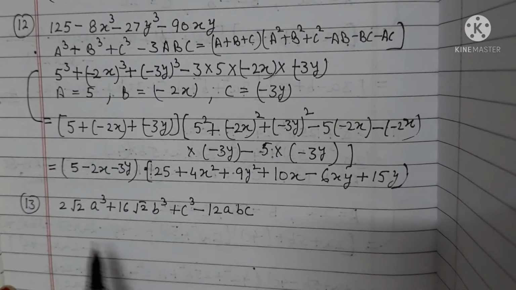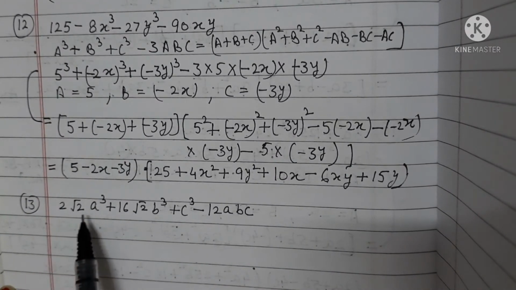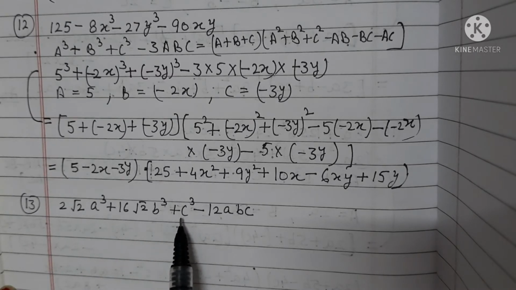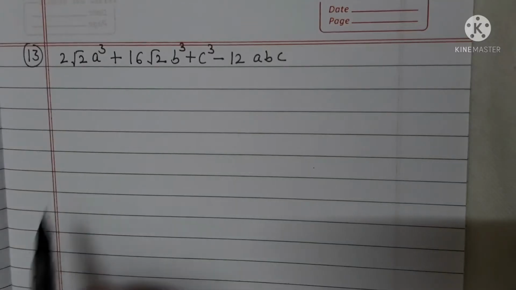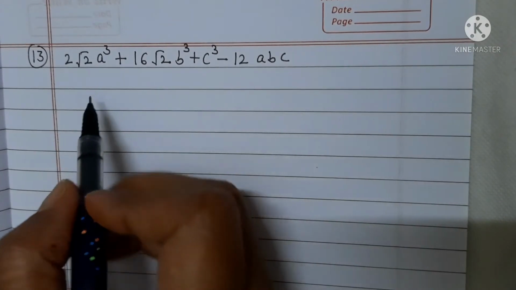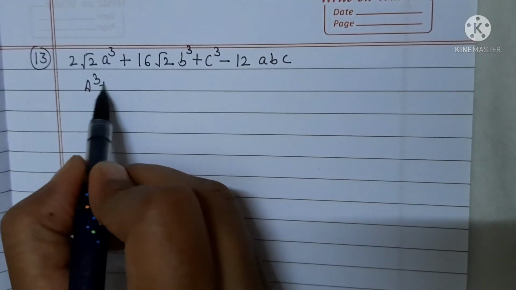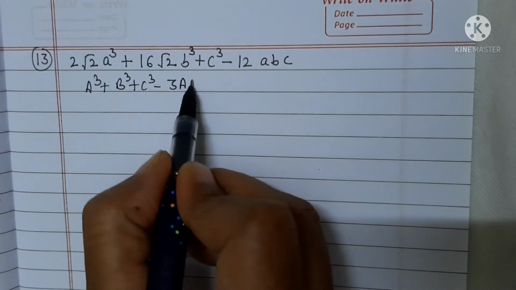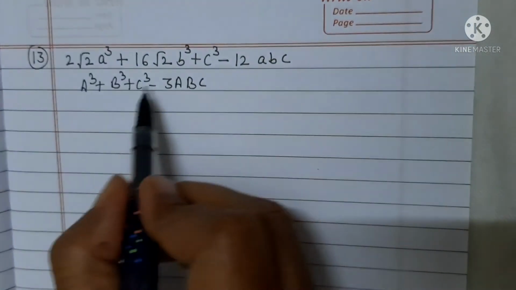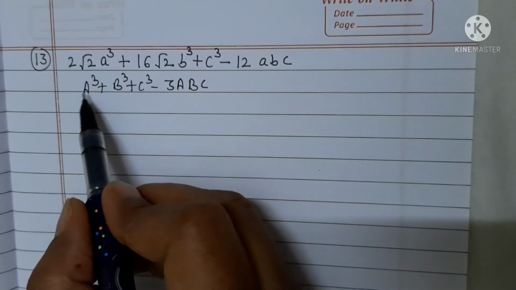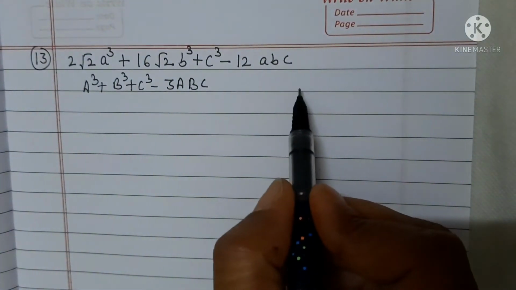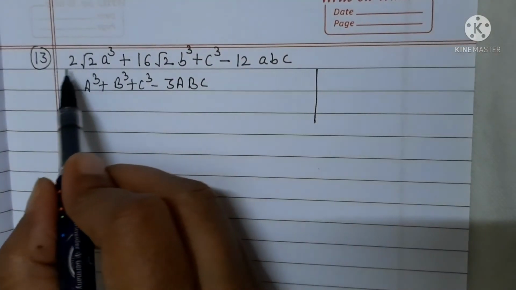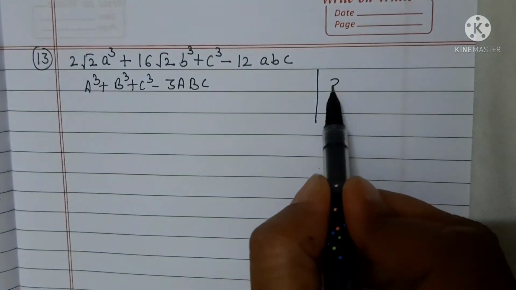Now see the answer. Next question 13: 2 root 2 a cube plus 16 root 2 b cube plus c cube minus 12ab. Now we will convert it into the form of a cube plus b cube plus c cube minus 3abc. So what is a, what is b, what is c? So first I will say here 2 root 2.